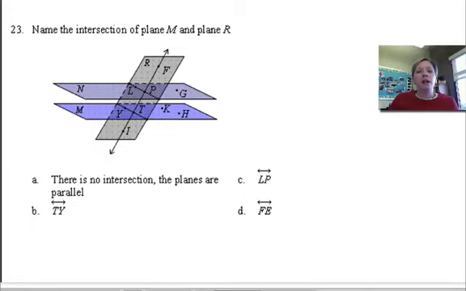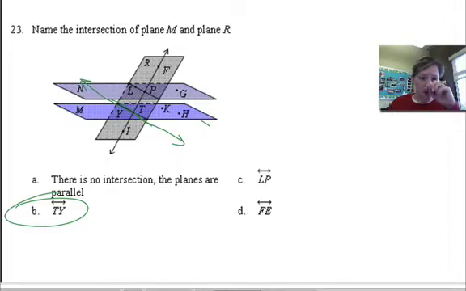Okay, number 23. Name the intersection of plane M and plane R. So pay attention here. Plane R is going like this. Plane M is going like this. So if you look at those two planes, we want to know where those two planes meet. If you remember your postulates from the first unit, if two planes intersect, they intersect in a line, and you can see that that line is right here. The only 2 points we know on that line are T and Y, so my correct answer has to be line TY.